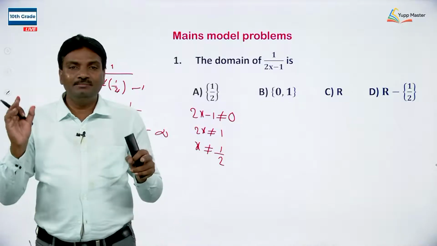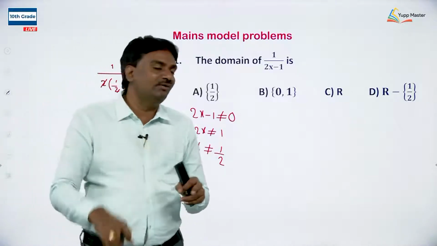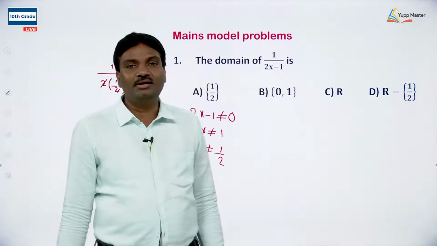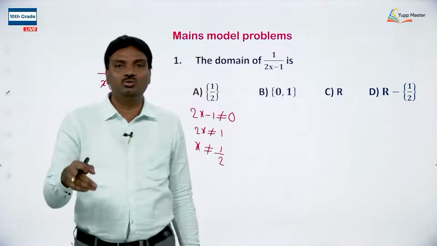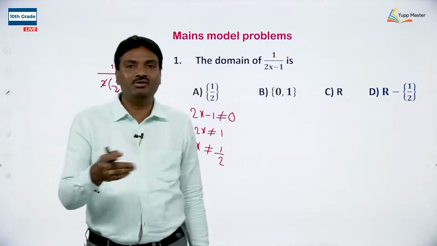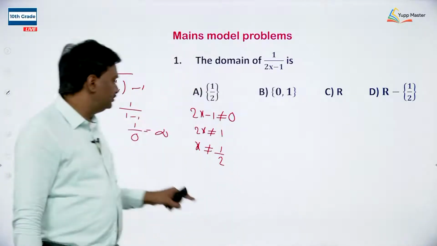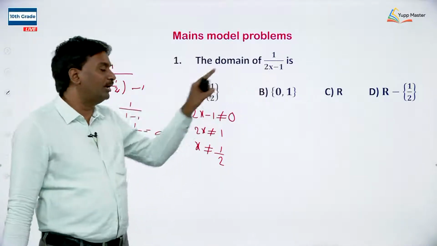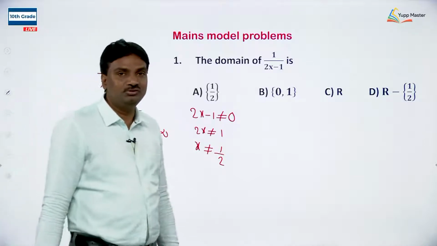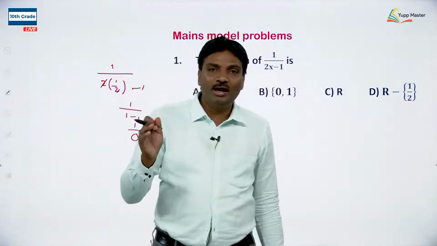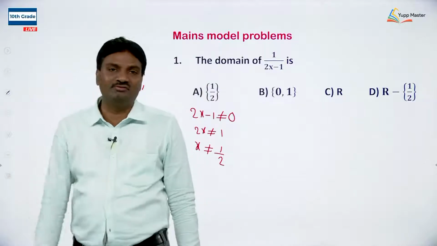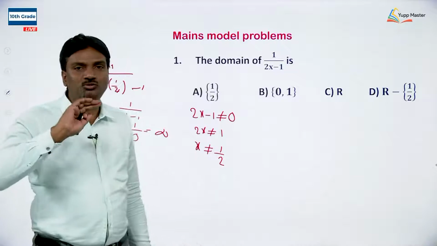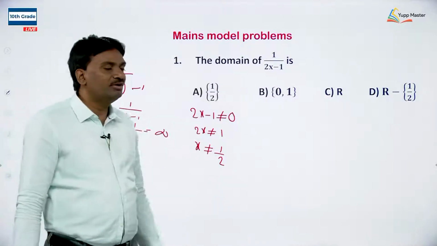So by taking any value in place of x except 1 by 2, we are getting known values. Known values means 1, 2, 1 by 2, root 3, root 5, minus 1, 0, 8, like that. But 1 by 0, when we take 1 by 2 in place of x, we are getting infinity. So this is an unknown value. Finding the domain means we must get known values. So that is why, in place of x, do not write 1 by 2.